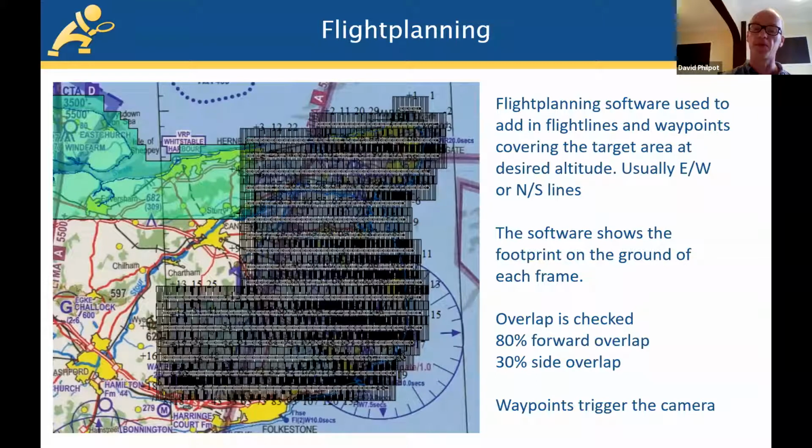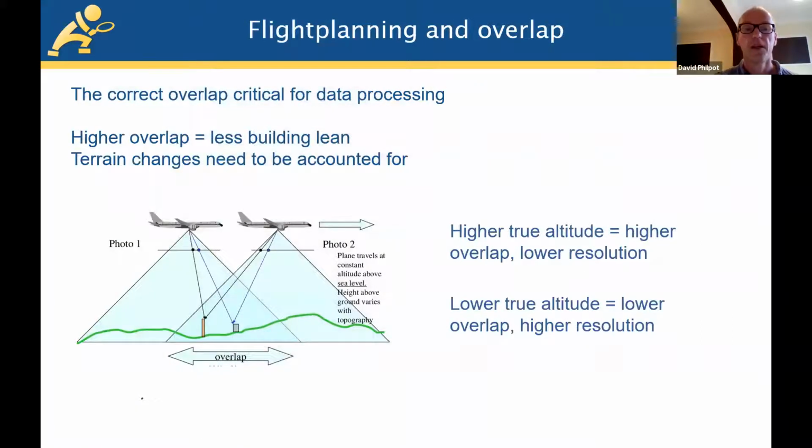But the overlap is critical, and it's a key thing in checking the flight plans. The flight plan creates what we'll call waypoints, which are little GPS triggers, which will trigger the camera in flight when you're in range of the target waypoint in the sky. So again, overlap is hugely important in aerial photography, and it's critical for data processing, and also influences things like the lean of buildings in the photography.